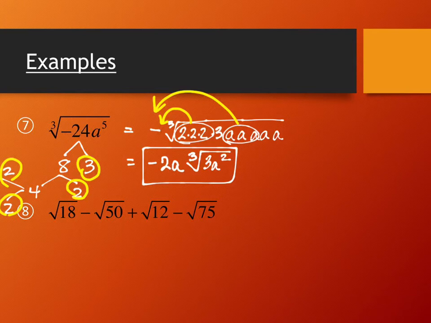We have to factor them. So on 18, how will 18 factor? Give me an option. 2 and 9. 9 is 3 and 3. So we could write this as the square root of 2 times 3 times 3.